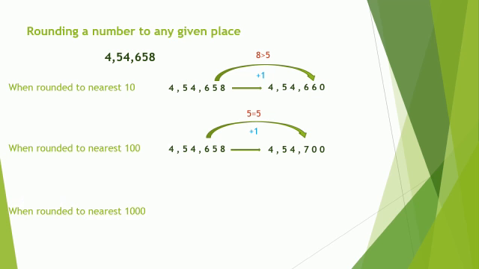Now when rounded to the nearest 1000, here the number is 4,54,658. 6 is greater than 5. So we add 1. When the number is rounded to the nearest 1000, we get 4,55,000. Now I think your concept is a little bit clear.